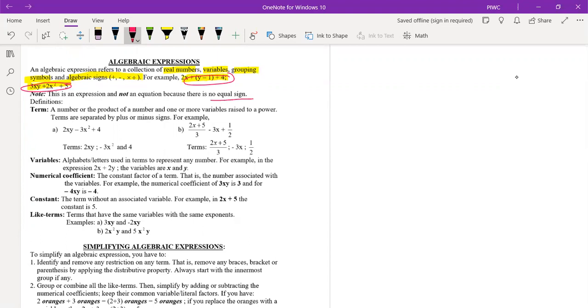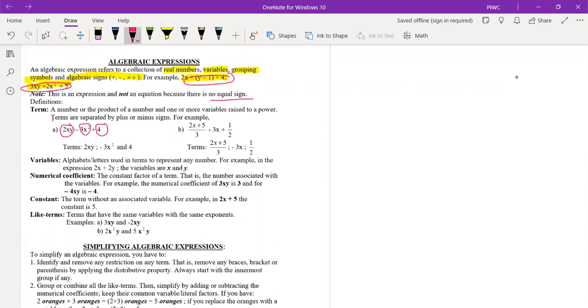What is a term? A term refers to a number or the product of a number and one or more variables raised to a power. So terms are separated by plus or minus signs. Now let's look at an example. 2xy, that's a term. 3x squared, that's a term. 4 is a term, right?